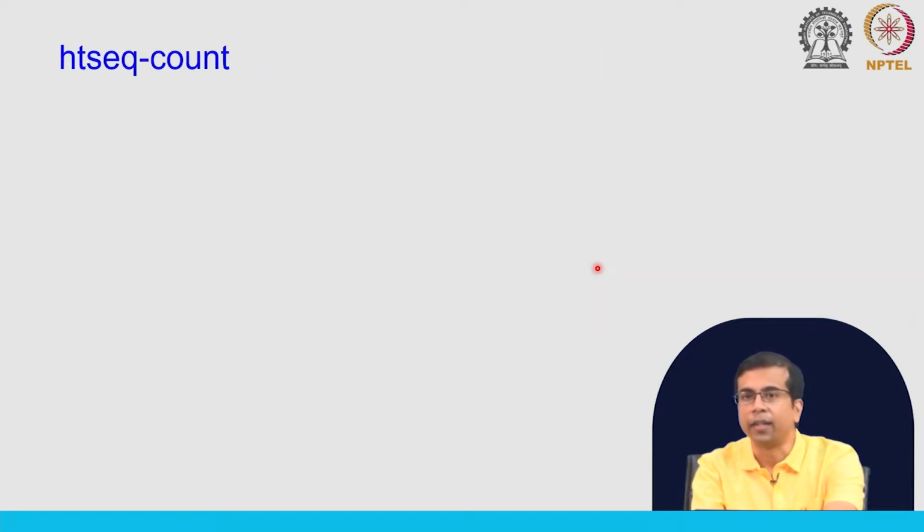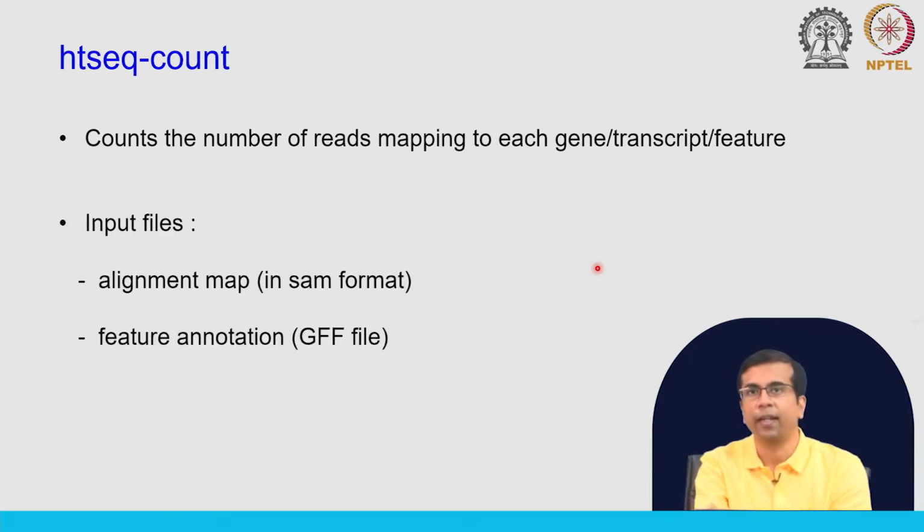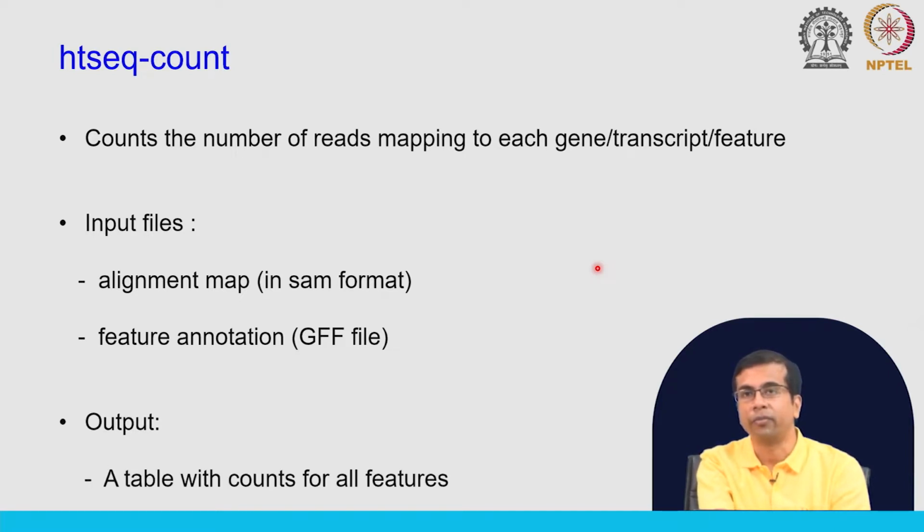Okay. So, HTSeq-count simply counts the number of reads that map to each gene, transcript or feature, right. So, this is the simplest of all the tools. It takes the alignment map and the feature file, and it will simply count how many reads map to each gene, transcript or feature. Okay. So, these are the input files, right, the alignment map in SAM format, and you can give a feature annotation, which is a GFF file or GTF file, and the output you will get is a table with counts for all features. Okay. So, this is a very simple process, we just simply count.